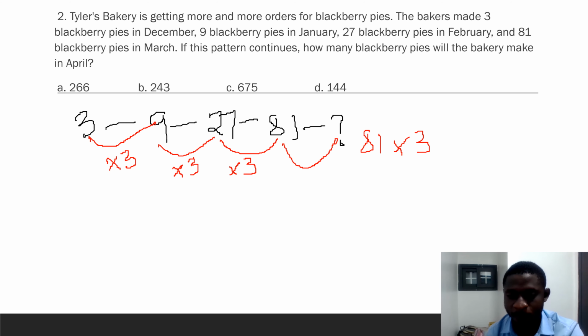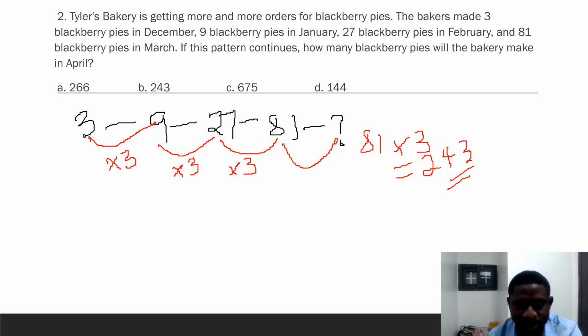Now let's see. 8 times 3 is 24. 1 times 3 is 3. So we have 243. Now let's go through our answers. A, we have 266. B, we have 243. C, we have 675. D, we have 144. So the answer is simply 1B.